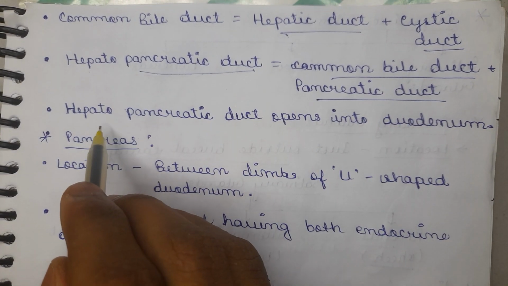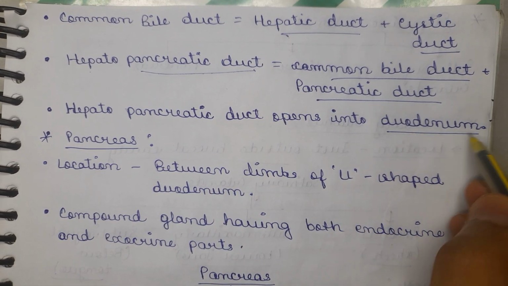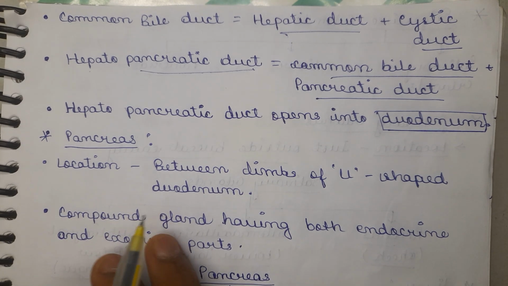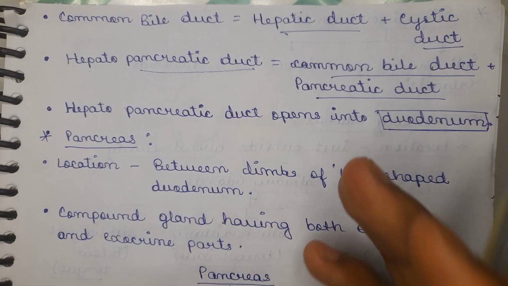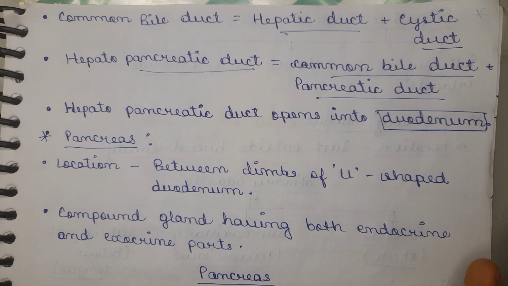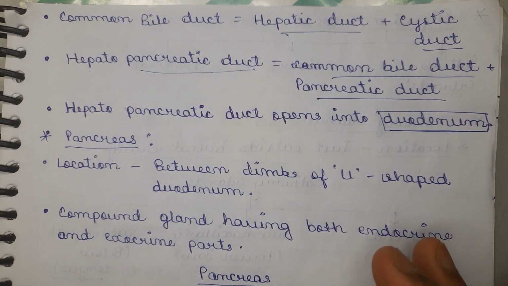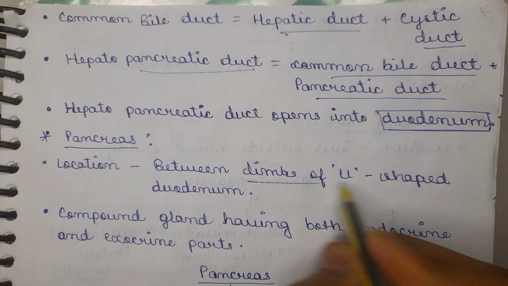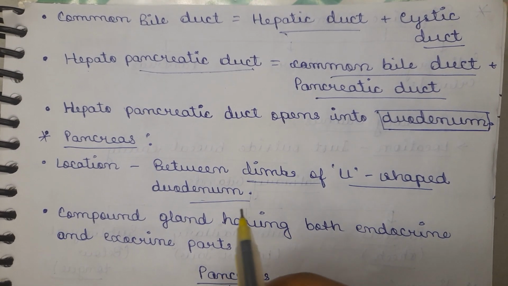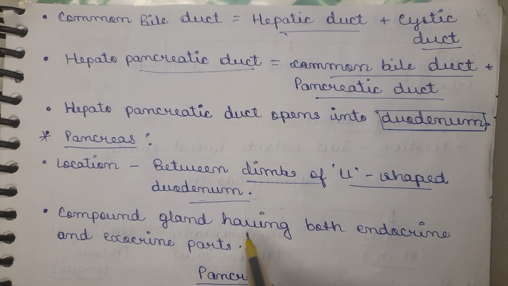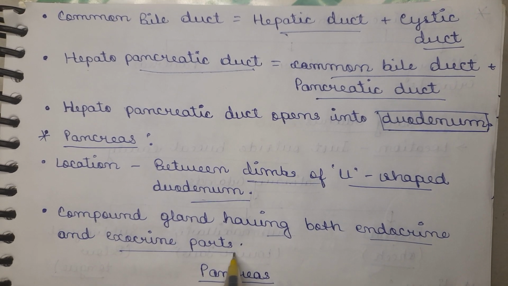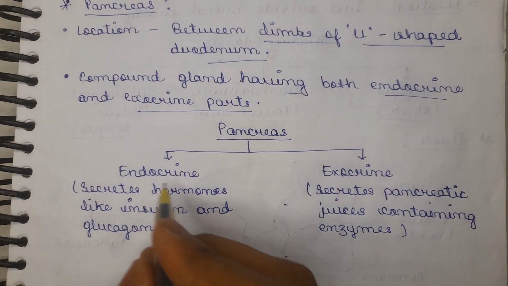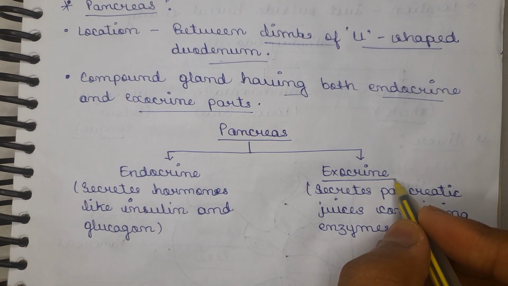Now the hepatopancreatic duct opens into the duodenum, the first part of the small intestine, and we know that the sphincter of Oddi guards the opening of the hepatopancreatic duct. Now our next topic is the pancreas. The pancreas is located between the limbs of the U-shaped duodenum and is a compound gland having both endocrine and exocrine parts. So the pancreas consists of two types of gland: the endocrine part and the exocrine part.